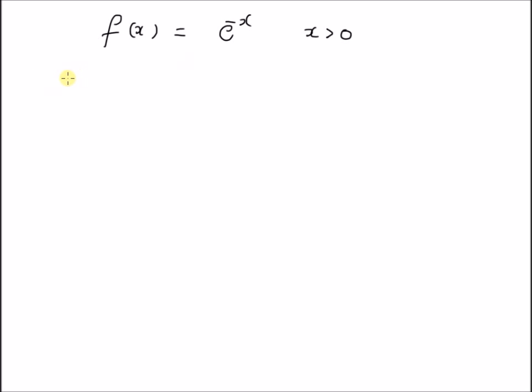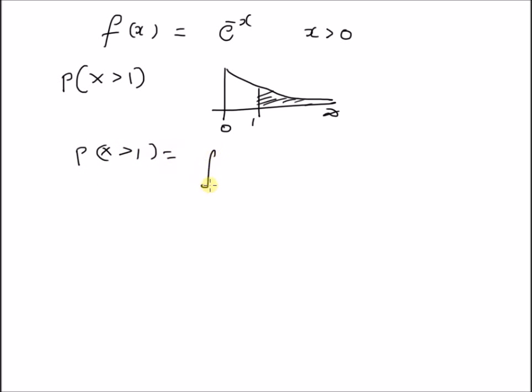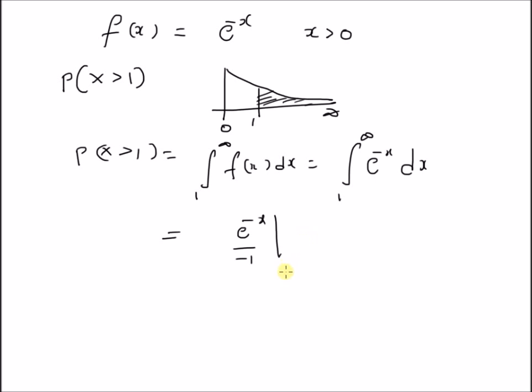For example, let us look at the probability of x greater than 1. It means we want to find the area between 1 and infinity. So we want to find this area, which is given by probability of x greater than 1 equal to integral 1 to infinity f of x dx. By using the definition, this is equal to integral 1 to infinity e power minus x dx. The integral of e power minus x is e power minus x by minus 1, so we have minus e power minus x, and the limits are 1 to infinity.